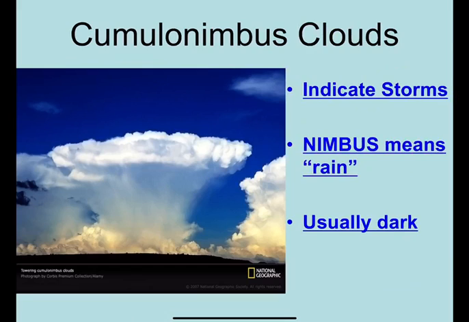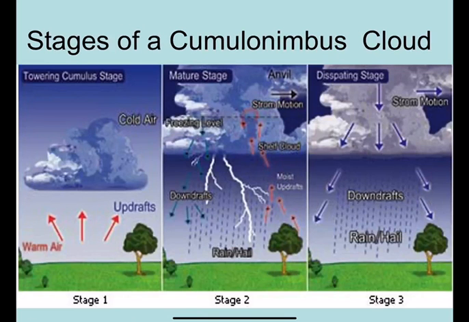Cumulonimbus. Anytime you hear the word nimbus, it means rain. So remember, nimbus, rain. Cumulonimbus indicates storms, usually thunderstorms, so be careful. These are the stages of a cumulonimbus cloud.